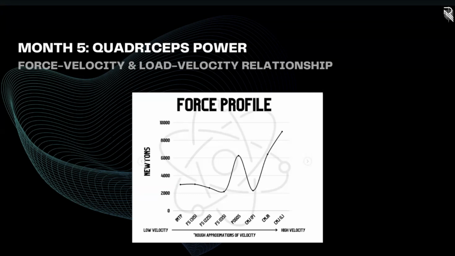So let's take a look at the force profile of different exercises under different velocity and loading conditions. On the x-axis, we have velocity going from a rough approximation of low to high, and on the y-axis, we have force in newtons. As we can see here, the pogos, rebound jumps after a countermovement jump, and landings from a 17-inch height produce significantly higher ground reaction forces than so-called high force exercises like the isometric mid-thigh pull or 315-pound front squat.